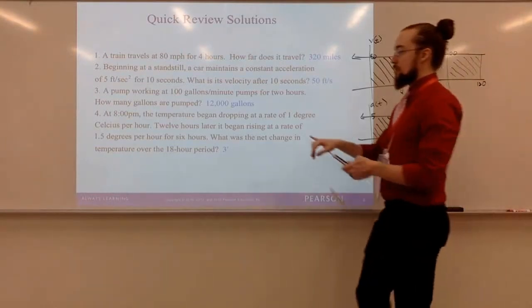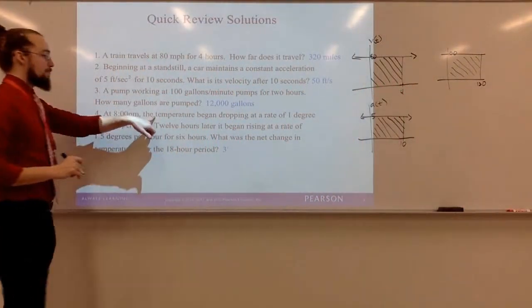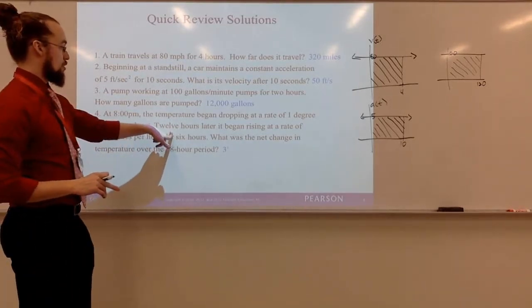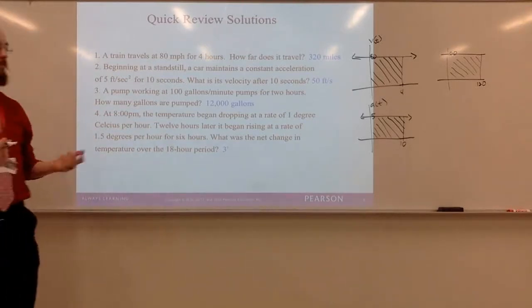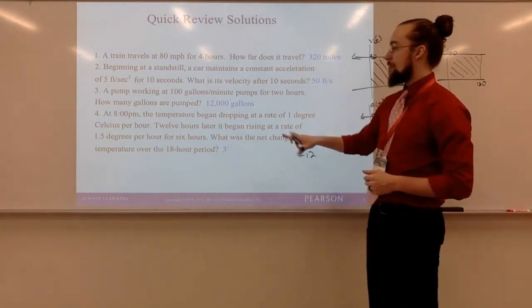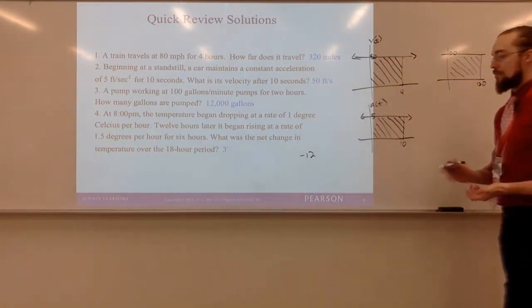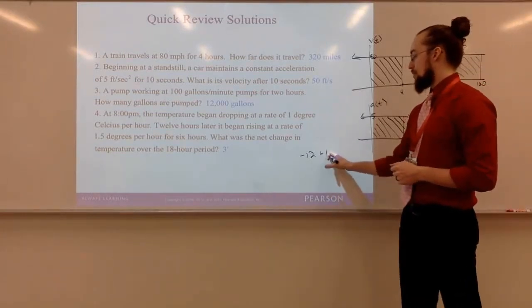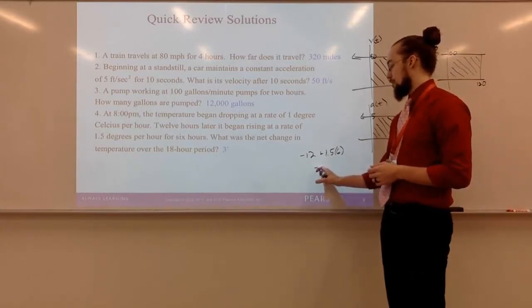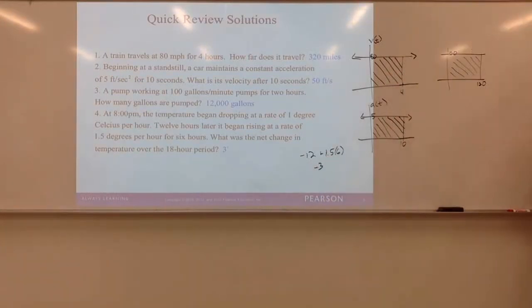For the 4th one, we're saying that we drop 1 degree per hour for 12 hours. So I've gone down 12 degrees, and then I go up 1.5 degrees for 6 hours. So I would be adding 1.5 times 6, which is 9. Negative 12 plus 9 gets me a net change of 3 degrees, going down 3 degrees. So we'll take a look at how to model something like that on a graph in a second.